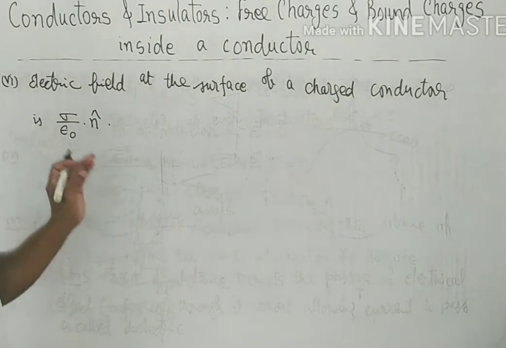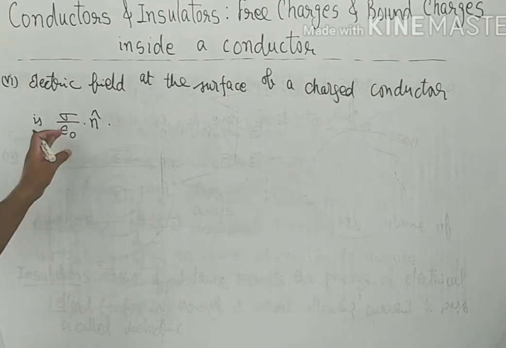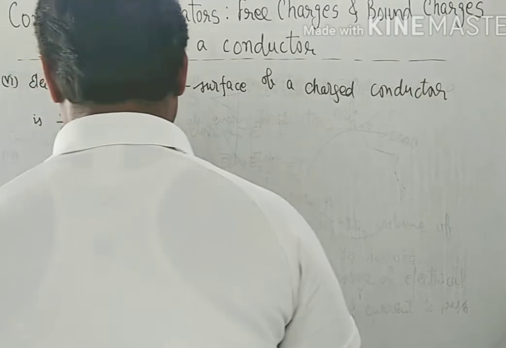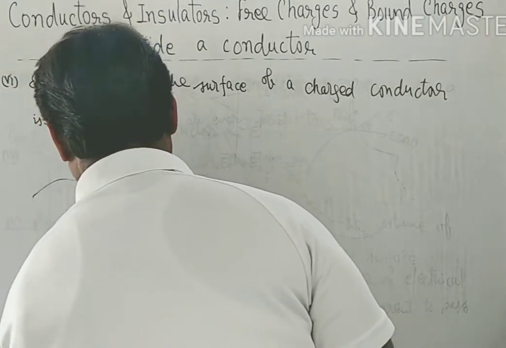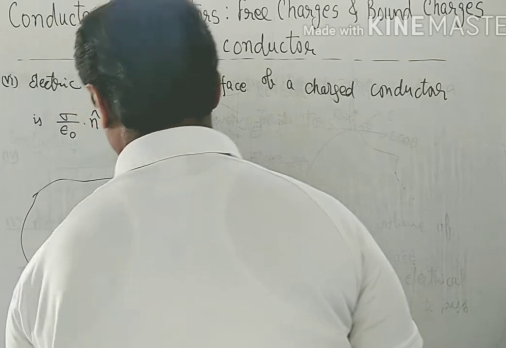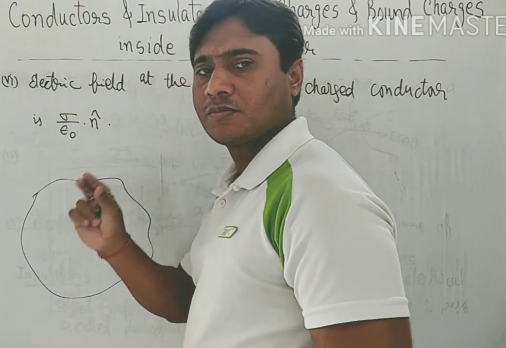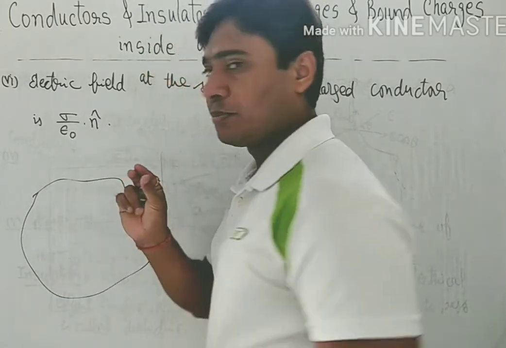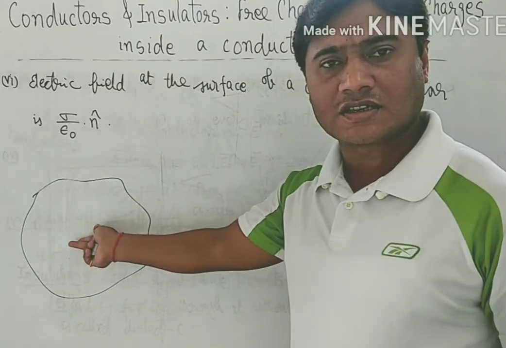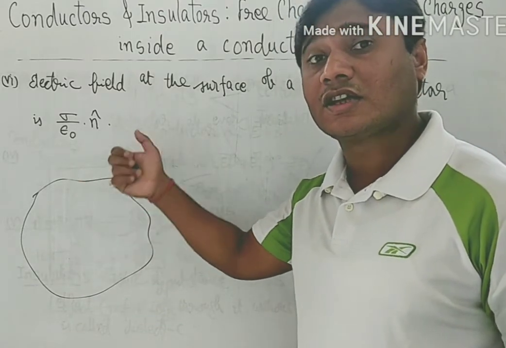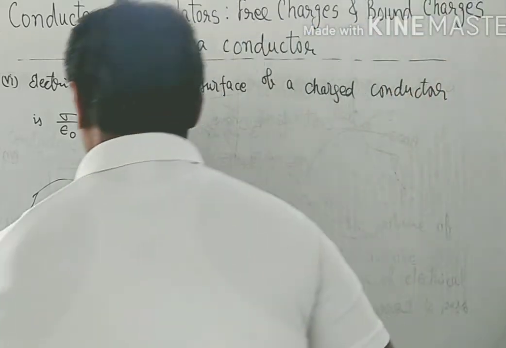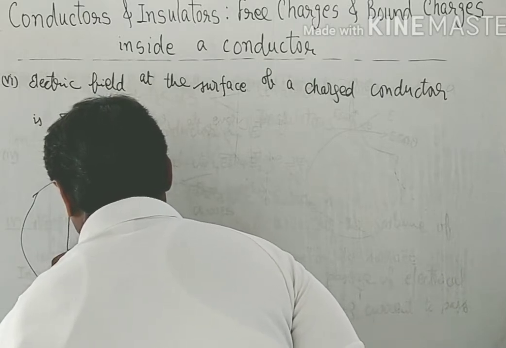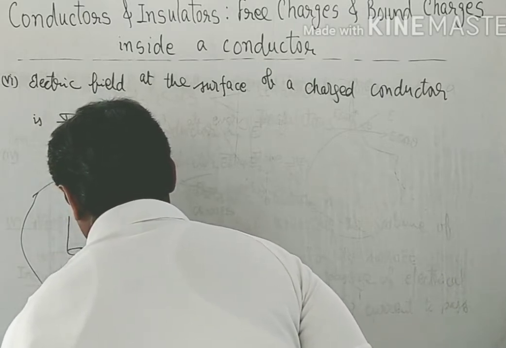Let's prove it. How does the electric field have this value at the surface of a charged conductor? For that, suppose we have the surface of a charged conductor and a pillbox, a small cylinder-kind of Gaussian surface, a part of which lies inside this conductor and the other part lies outside the surface of the conductor. So let me just draw it. This is a pillbox-kind of hypothetical Gaussian surface that I am drawing here.